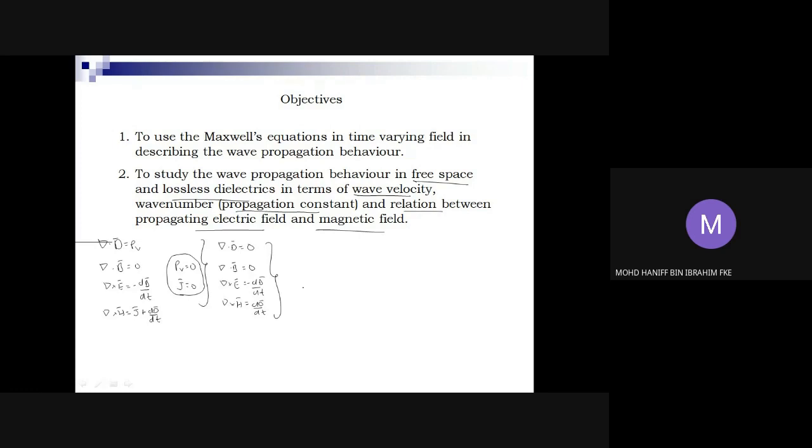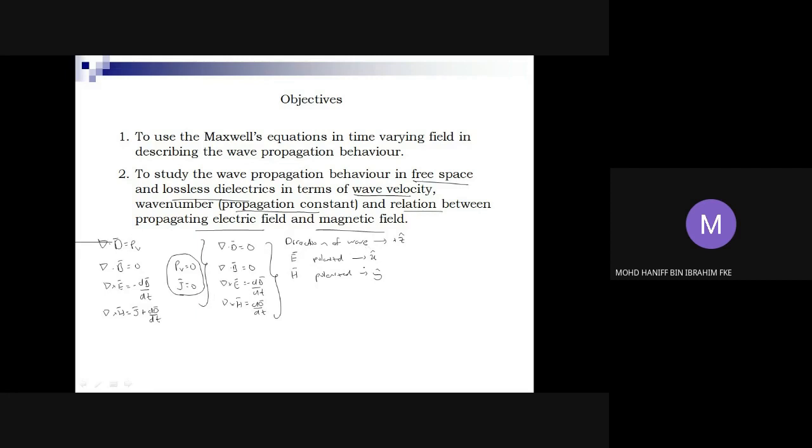I don't have to repeat the procedures, but we just summarize it, in which we managed to get the equation in which we assume that the wave is propagated, if I can just write it here, in the direction of positive z. Okay, and then we have the E field polarized along the x direction. We have the H field polarized along the y direction. So these are the assumptions that we made when we formulated the equations.